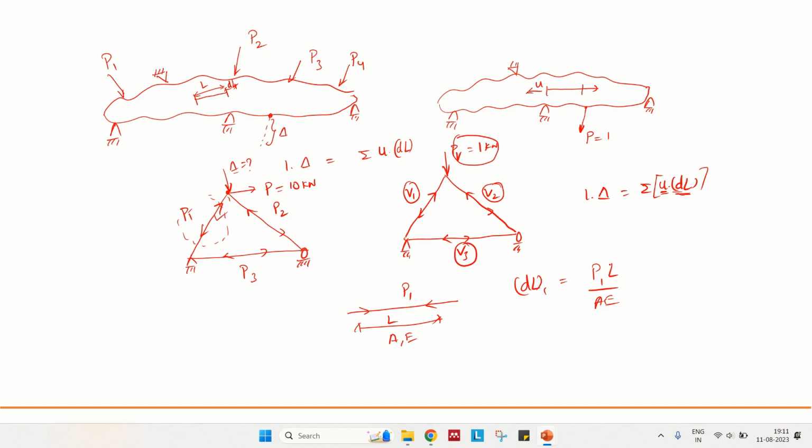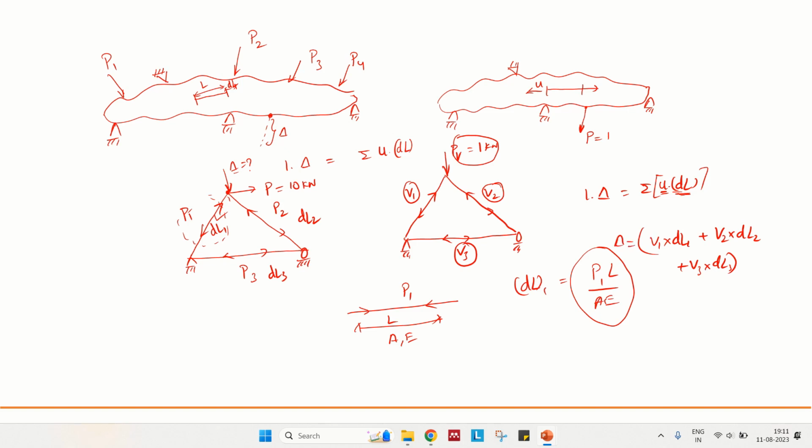The dl is P1 L by AE. So you'll sum it. So you have three members, so you'll have three different combinations of u times 3. So likewise, how we can write is v1 into, so I'll say this is dl1, this is dl2, and this is dl3. So what I'll write is u v1 into dl1 plus v2 into dl2 plus v3 into dl3. If I just simply do this, I am going to get what is delta.